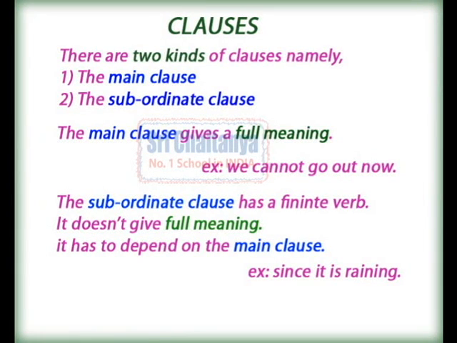In this unit, we are going to understand about clauses. There are two kinds of clauses, namely the main clause and the subordinate clause. The main clause gives a full meaning. Let us see the example. We cannot go out now. Now let us see the subordinate clause. The subordinate clause has a finite verb. It doesn't give full meaning for the sentence. It has to depend on the main clause. Example, since it is raining.